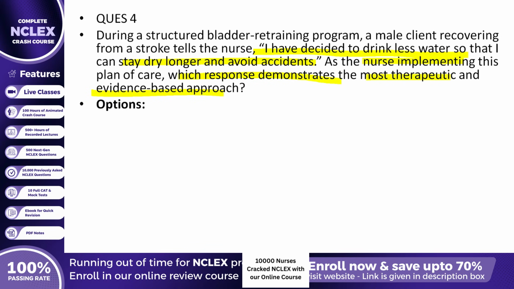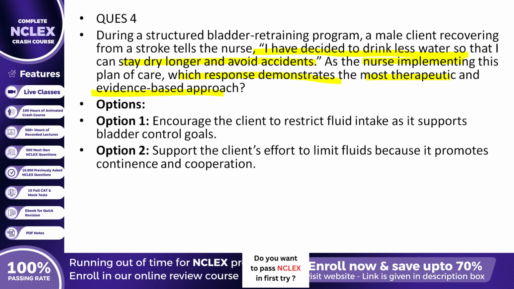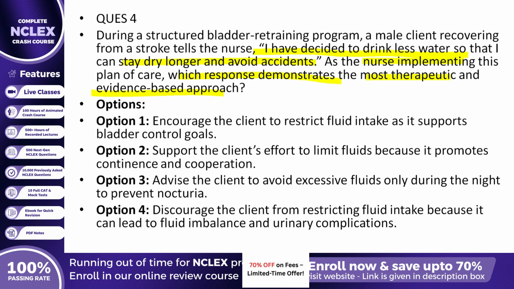Here are the options to consider carefully. Option 1 says to encourage the client to restrict fluid intake as it supports bladder control goals. Option 2 recommends supporting the client's effort to limit fluids because it promotes continence and cooperation. Option 3 suggests advising the client to avoid excessive fluids only during the night to prevent nocturia. Option 4 advises discouraging the client from restricting fluid intake because it can lead to fluid imbalance and urinary complications.